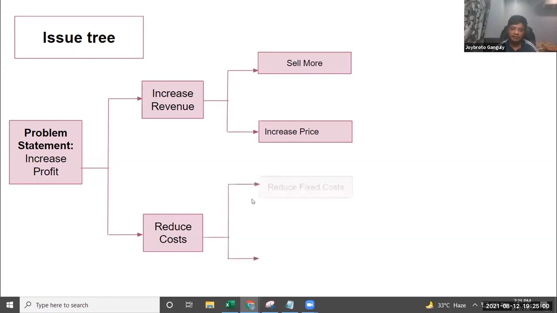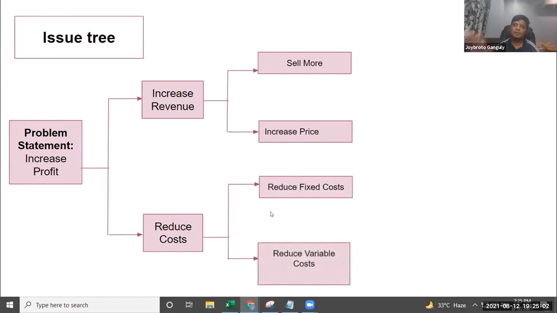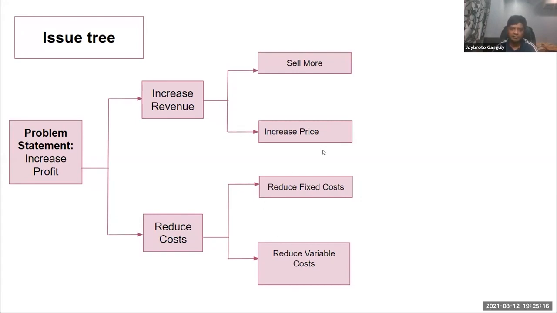Similarly, while reducing cost, you can either reduce fixed cost or reduce variable cost, right? This is a very, very simple rudimentary example of an issue tree, right? Anybody has any questions on this issue tree? Otherwise, we'll get to some more fun then.